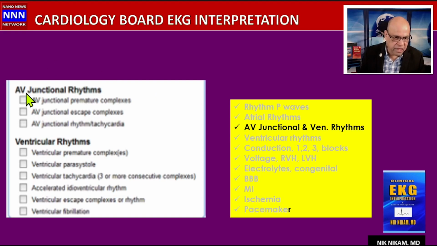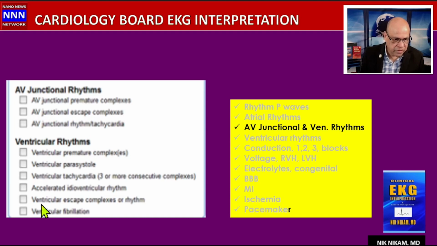So the focus is going to be AV junctional rhythms and ventricular rhythms. When you are sitting in the exam hall, all you are interested in learning is these aspects and not all the fancy case reports that you hear that are few and far apart. First of all, in the junctional department, you need to know AV junctional premature complexes, how they look, how they differ from ventricular complexes, how they differ from atrial premature complexes. Then we need to be able to identify AV junctional escape complexes and escape rhythm. And then we have AV junctional tachycardia.